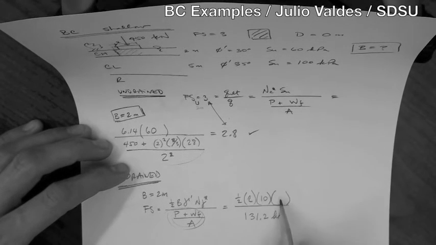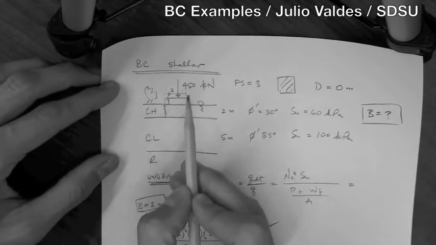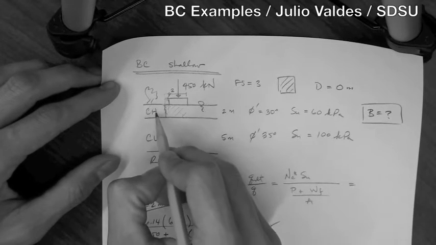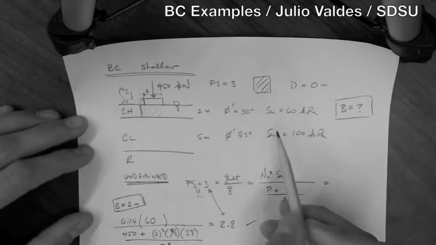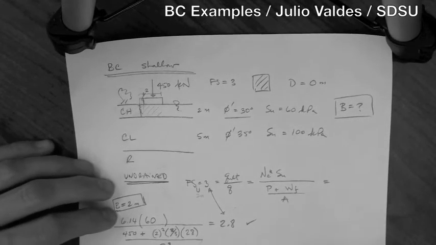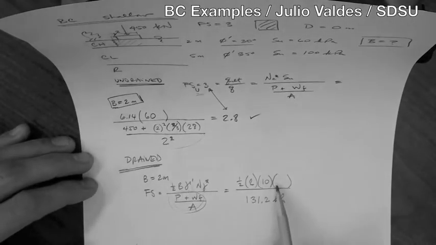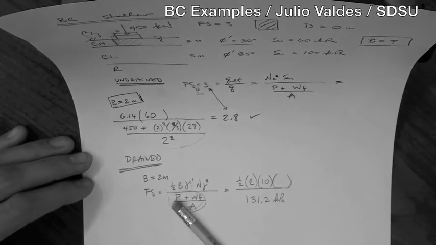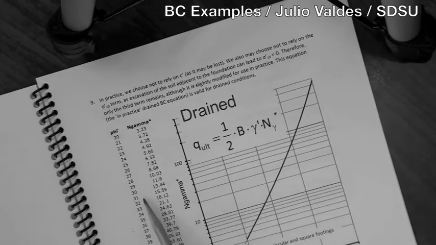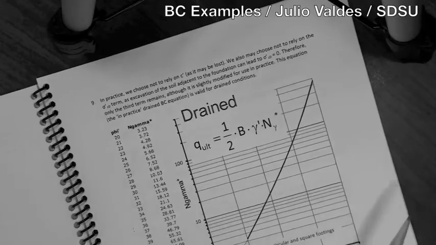And then N gamma star corresponds to the phi of the soil within the influence zone. In this case, our 2 meter by 2 meter foundation has an influence zone that extends only in the CH layer, high plasticity clay. So the only phi we have to use is this one. So what is the N gamma star? The question then becomes, what is the N gamma star for phi equal 30 degrees? Here in your reader, for phi equal 30 degrees, N gamma star is 13.44.